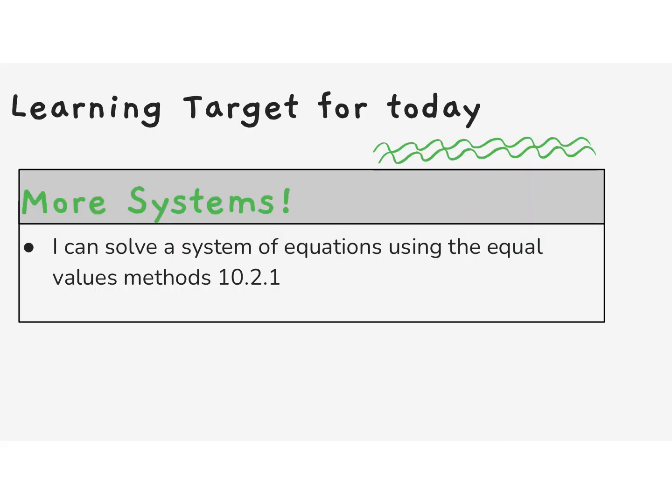It's important to understand what our learning target is so that we can make sure that we are hitting that, and we can go back and understand the purpose of our learning for the day. So today, our learning target is: I can solve a system of equations using the equal values method. It is lesson 10-1.